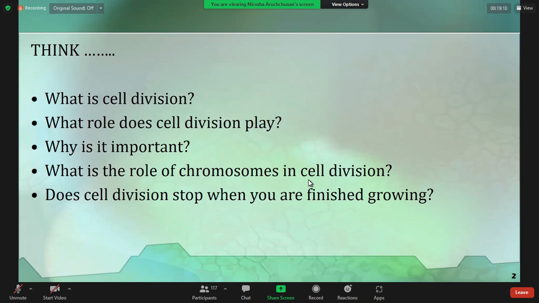019 said cell division is dividing one cell into many cells, identical or genetically non-identical. Yes, good. We will discuss how these identical or non-identical cells are formed. Thank you for your responses. We will discuss further what cell division is, the role of cell division, and how the chromosomes are involved in cell division.